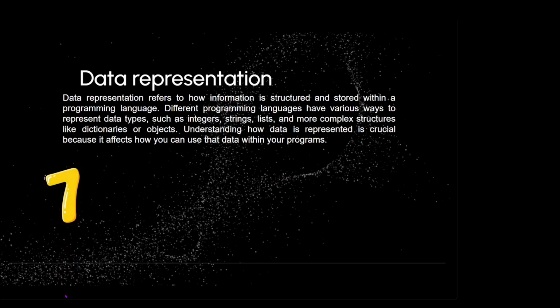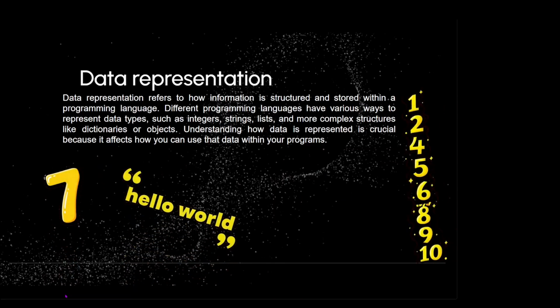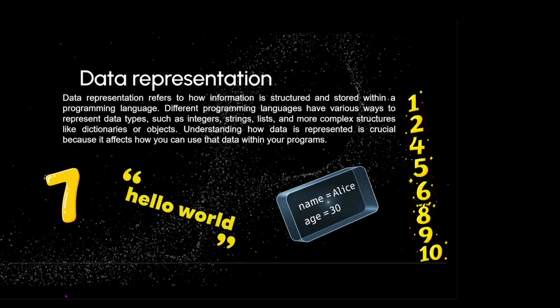Data representation refers to how information is structured and stored within a programming language. Different programming languages have various ways to represent data types, such as integers, strings, lists, and more complex structures like dictionaries or objects. Understanding how data is represented is crucial because it affects how you can use that data within your programs.